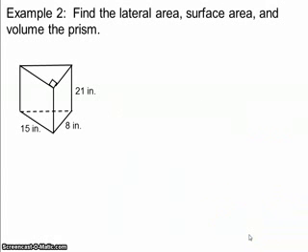Next, we have a triangular prism. This is called a triangular prism because the base is in the shape of a triangle. In this case, it's a right triangle. We want to find the lateral area, surface area, and volume of this triangular prism.